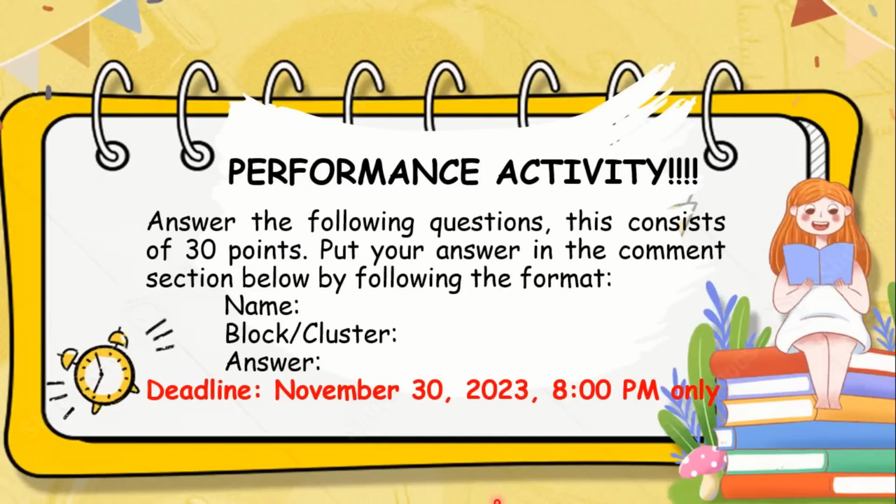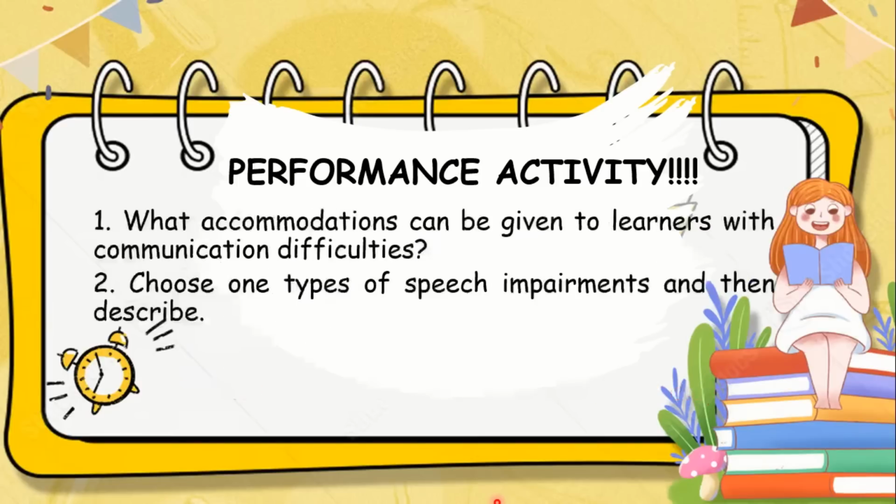So for your performance activity, answer the following questions. This consists of 30 points. Put your answer in the comment section below by following the format: your name, your block or cluster, and your answer. The deadline of submission is on November 30, 2023, 8 o'clock p.m. only. Number 1 question is, what accommodations can be given to learners with communication difficulties? And choose one type of speech impairment and then describe.